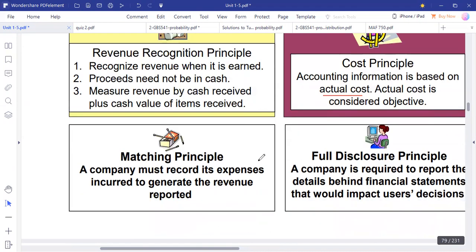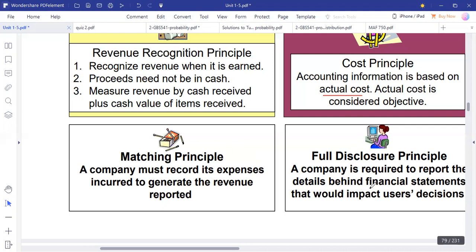The matching principle is on the assumption that a company must record the expenses incurred to generate revenue in the period in which they were incurred. For instance, if you have salaries that are supposed to be paid this year and you have enjoyed the service, you should not delay recording it. You need to have that recorded in the expenses in the period in which they were incurred, not in the following year because they were paid in the following year.